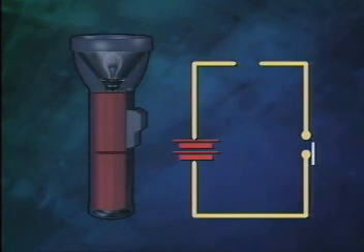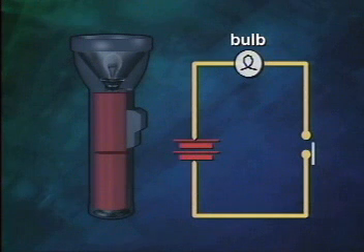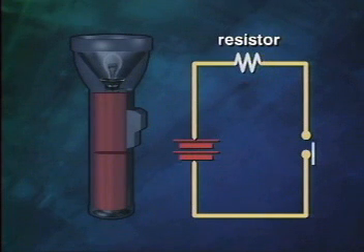Metal conductors connect the cells to the light bulb. Conductors are represented in circuit diagrams as lines. Finally, the load here is a light bulb. The symbol for a bulb is this. In general, any load or resistor is shown as a jagged line.